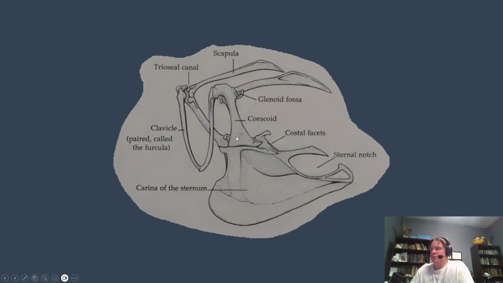The coracoids are these 2 big stout bones that meet up with the clavicles, or the furcula, and the scapula, and they form this triosseal canal, a canal of 3 bones. So it's a little opening here. That triosseal canal is going to be very important because a muscle is going to run through that canal that's going to be important for lifting the wing up in flight. Not creating the downstroke, but creating the upstroke of flight. And we'll look at how that works here. We're going to revisit this exact same figure in a few slides from now, but we'll see a muscle attached to it, the supracoracoideus, and we'll see how it all works.